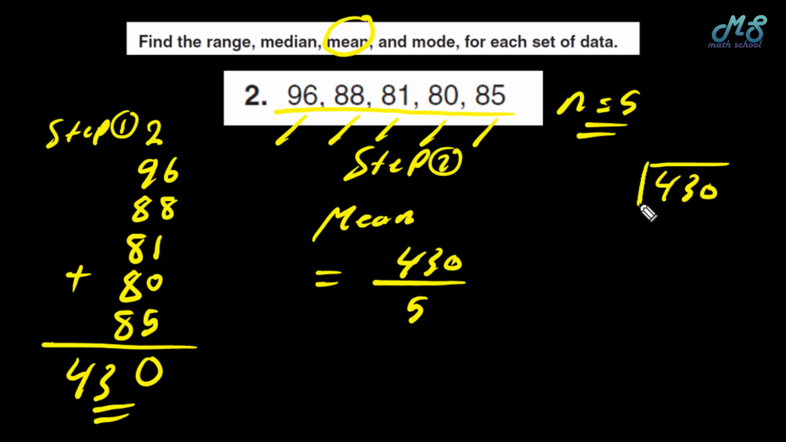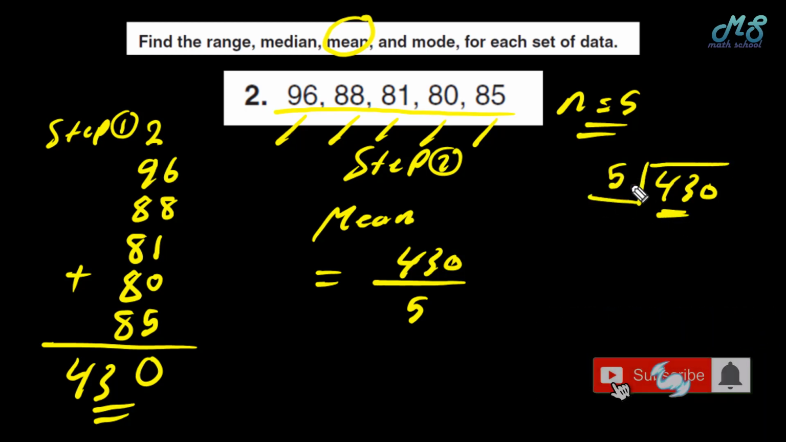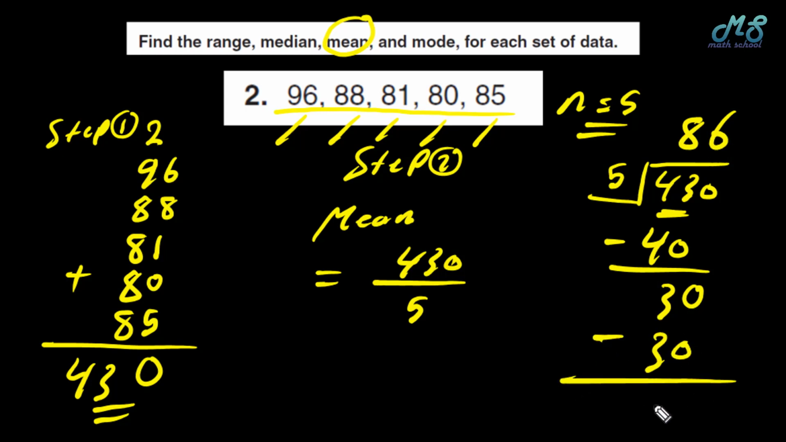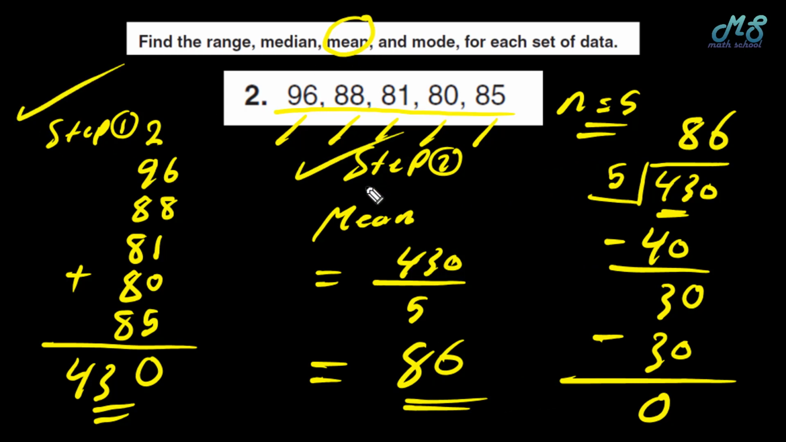430 divided by 5. 43 divided by 5 equals 8. 8 times 5 equals 40. Draw a line and subtract. The difference will be 3. Bring down the last digit, which is 30. 30 divided by 5 equals 6. 6 times 5 equals 30. Now we can subtract, it will be 0. Now the value of the mean equals 86. So don't forget, to find the mean, you can use 2 steps. Step 1, add all values. Step 2, divide this sum by the number of values to find the value of the mean.